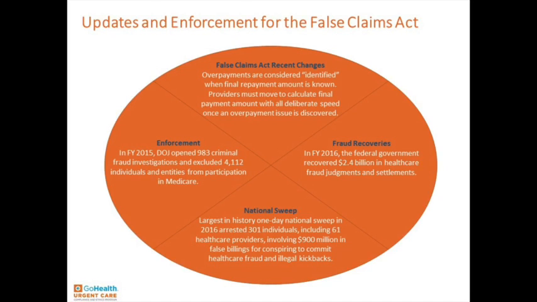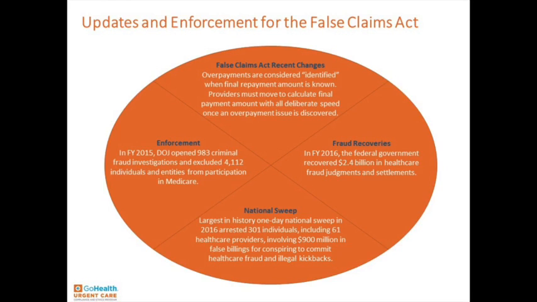So updates and enforcement actions to the False Claims Act. Some changes to the False Claims Act for 2017. Overpayments are considered identified when the final repayment amount is known. Remember, that's important because once a claim is identified, we have 60 days to refund that money to the government. If you go to the 61st day, the False Claims Act could be implicated. Some enforcement actions in 2015, the Department of Justice opened 983 criminal fraud investigations during the year, and they also excluded 4,112 individuals from participation in Medicare.